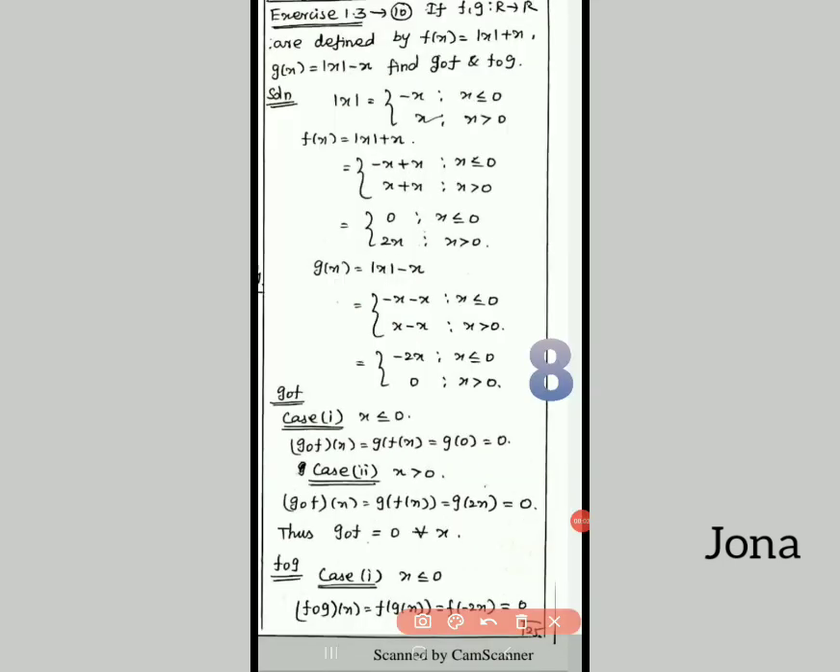10th problem. If f comma g is a map from R to R defined by f of x equal to modulus of x plus x, g of x equal to modulus of x minus x. Find g dot f and f dot g. Here the function f of x is given and g of x is also given. We want to find g dot f and f dot g.